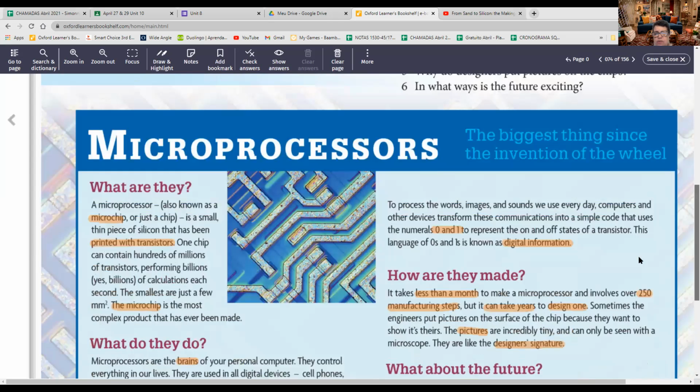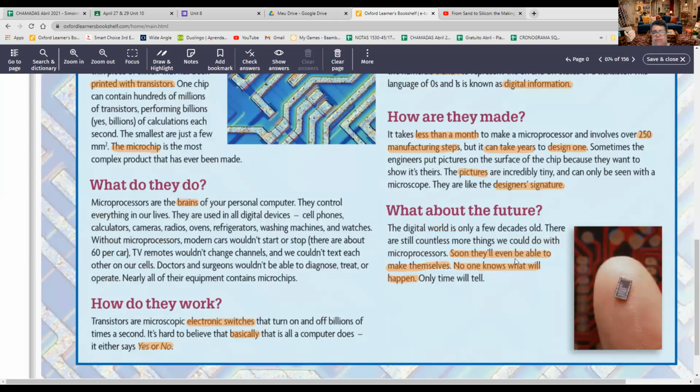Here we have the answer. Okay, so, exactly. Soon they will even be able to make themselves. They who? The microprocessors. So soon, the microprocessors will even be able to make themselves, and no one knows what will happen. So that's why the future is really exciting.